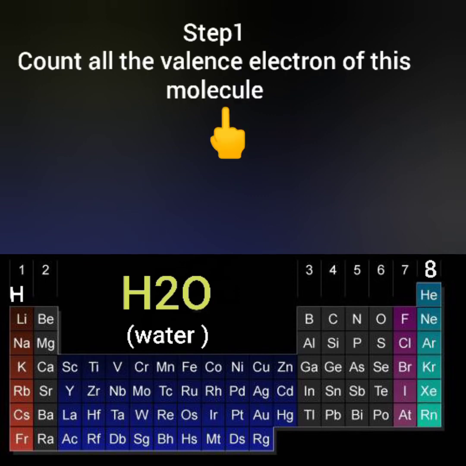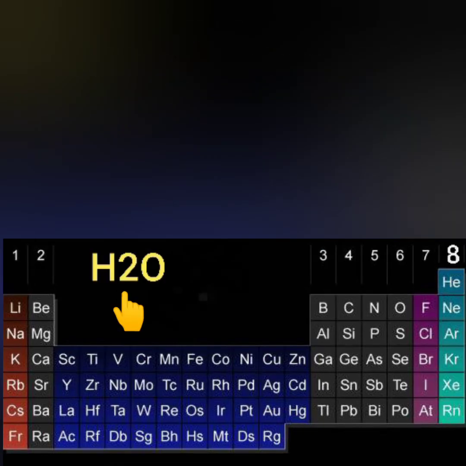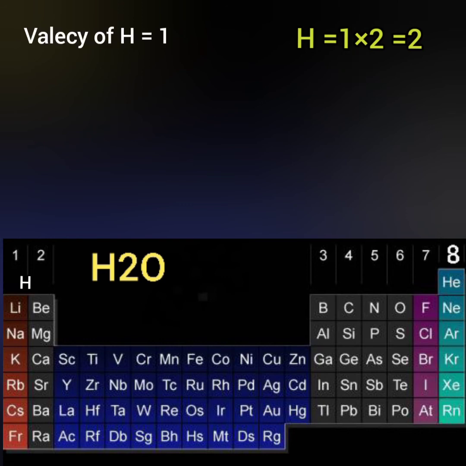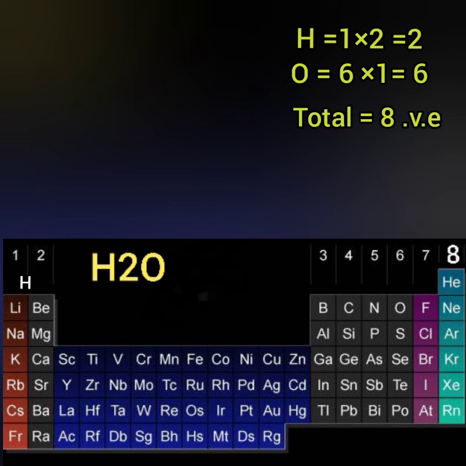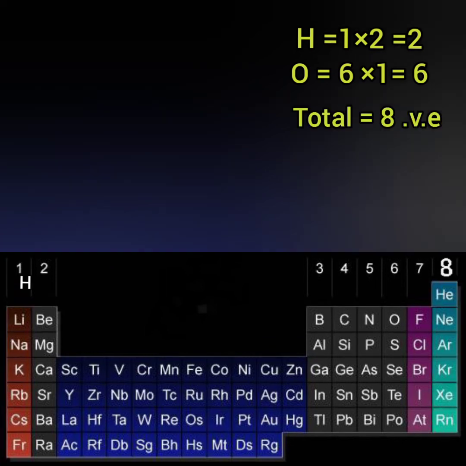Step 1. Count all the valence electrons present in the molecule. In the water molecule, each hydrogen has 1 electron. The valency of hydrogen is 1, times the number of hydrogen atoms in this molecule, 2, equals 2. Oxygen has 6 valence electrons, times the number of oxygen atoms in this molecule, 1, equals 6. Therefore, the total number of valence electrons in this molecule is 8.